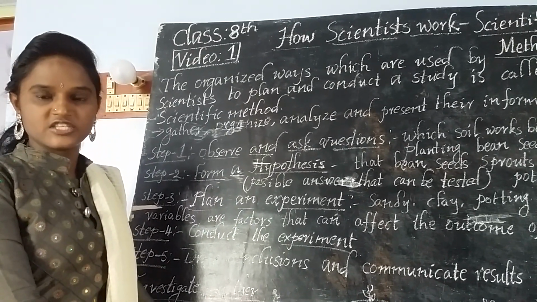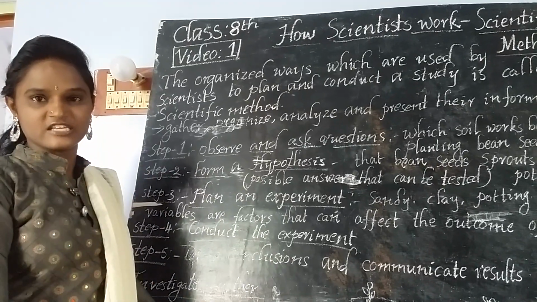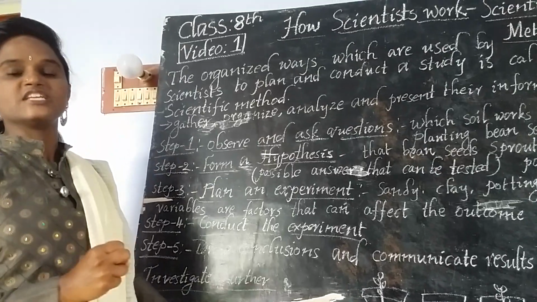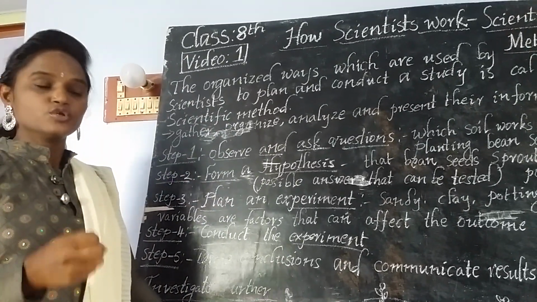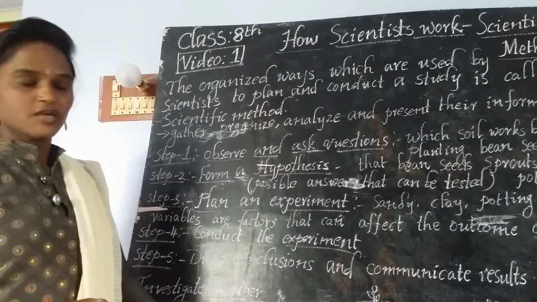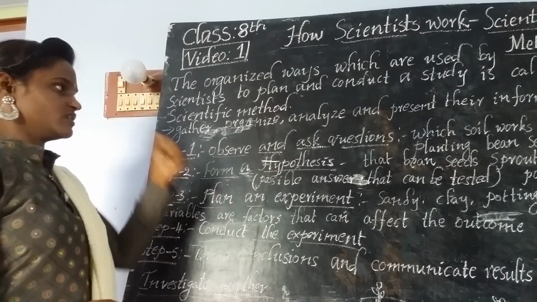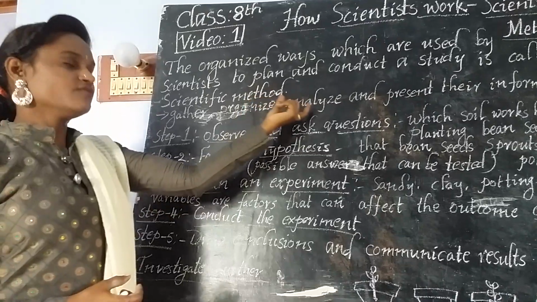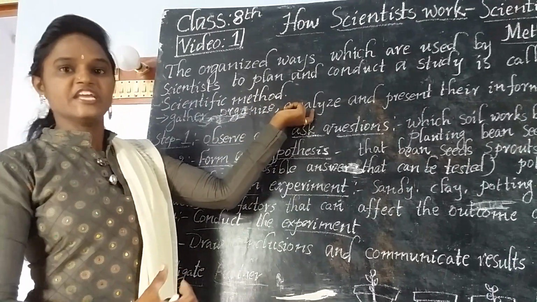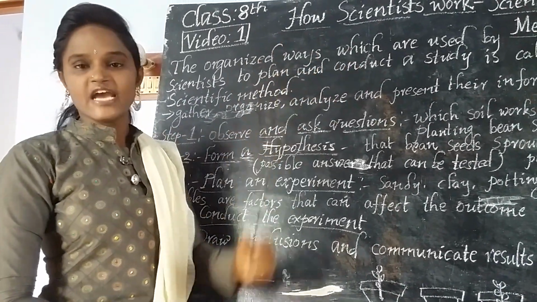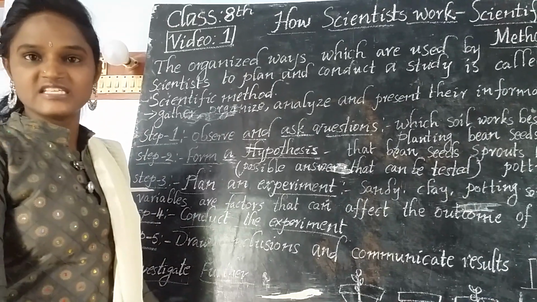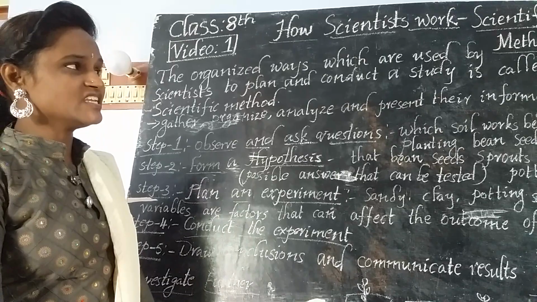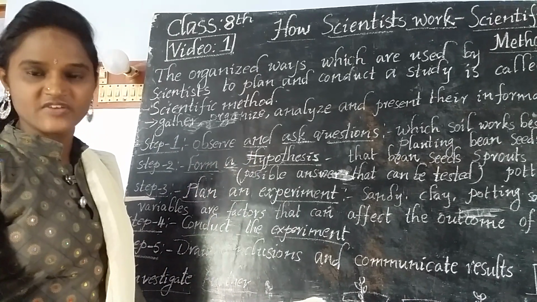For scientific methods, first we have to gather the things which are required to know. To give an answer to a question, we need to gather some information. Later, we need to organize that, and then we need to analyze the information. Finally, we have to present our result. Then what are the main steps involved in a scientific method?